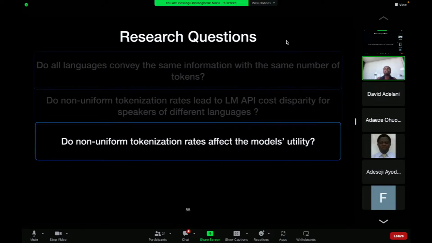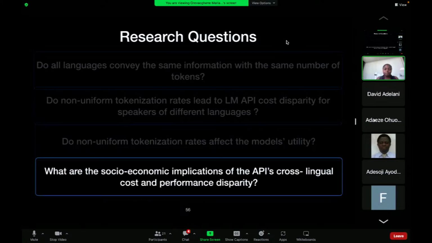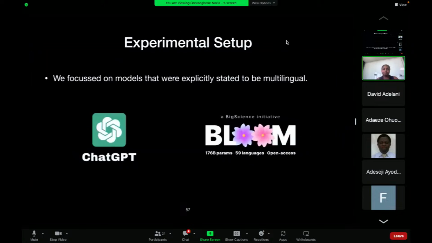But does it really mean that the model learns good representations for these languages? And lastly, what are the socioeconomic implications of this cross-lingual cost and performance disparity on users? So for our experimental setup, we focused on models that were explicitly stated to be multilingual.